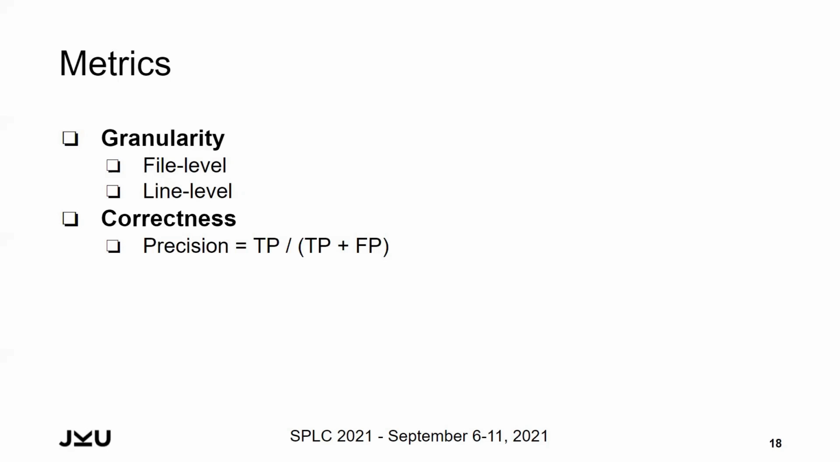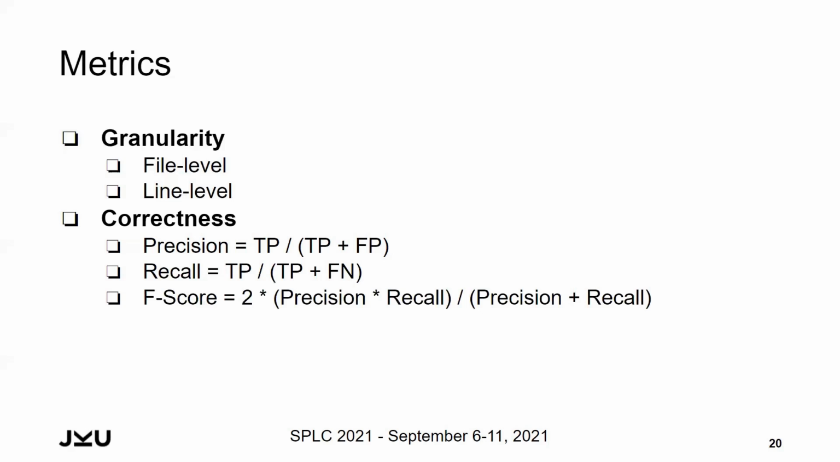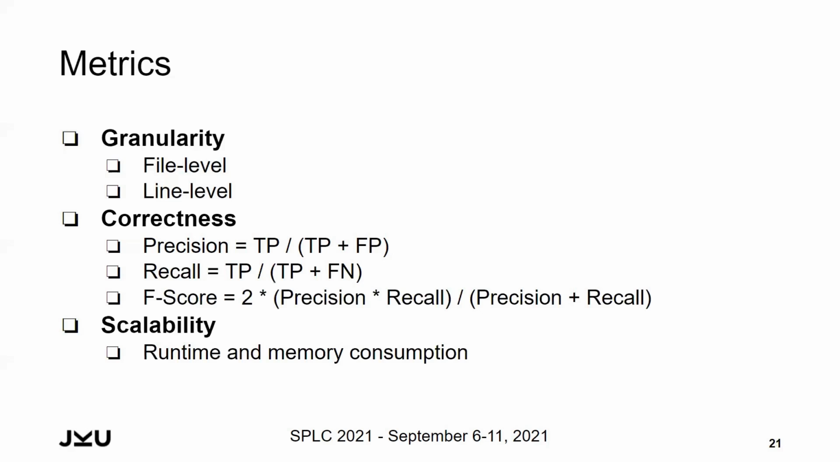At the line level, true positives are lines of source code that match, while false positives are lines of source code retrieved by the technique that do not exist in the ground truth variants. The recall is the relation of the false negatives, that is the files or lines of source code that exist in the ground truth variant but were not retrieved by the technique. The F-score is the harmonic average of precision and recall.